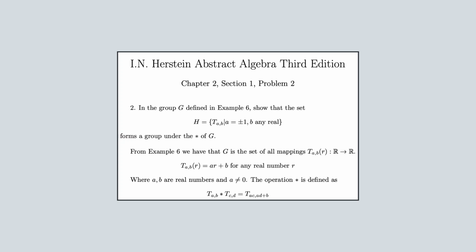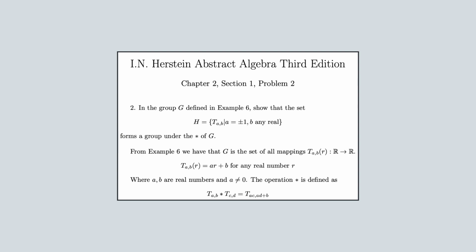Herstein Abstract Algebra 3rd edition, Chapter 2, Section 1, Problem 2. In the group G defined in example 6, show that the set H, which is the set of T sub A comma B, such that A is plus or minus 1 and B is any real number, forms a group under the star of G.